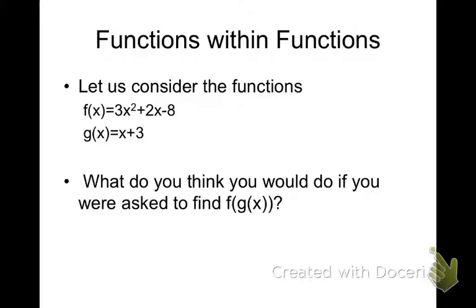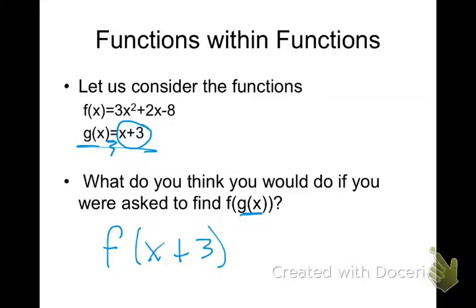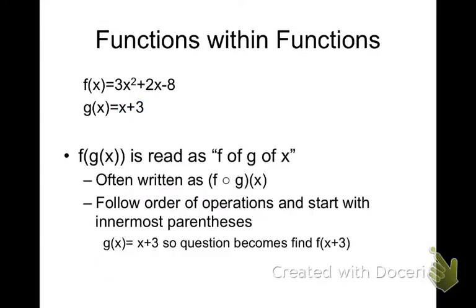But what if I asked you to find instead f of g of x? Now, I start here and there's nothing to do. g of x is defined there for me. There's no evaluation to be had. So this is asking me to find f of x plus 3. I can replace g of x with x plus 3. That's what this equal sign allows me to do. It says they can be replaced by. So now I find f of x plus 3. And when I do that, it gets a little more complicated.